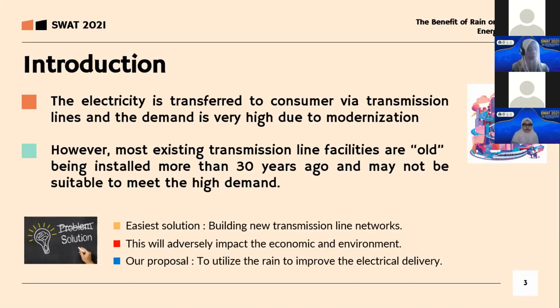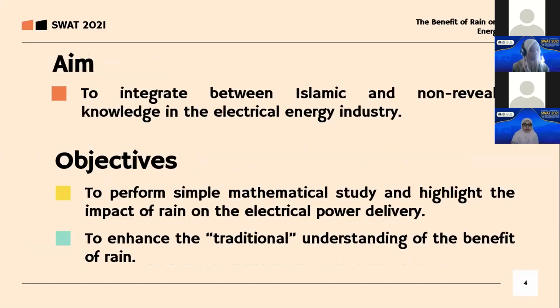If we are going to talk about the solution, the easiest solution is to build a new transmission line network. But this will impact the economy and the environment. So our proposal is to utilize the rain to improve the electrical delivery.